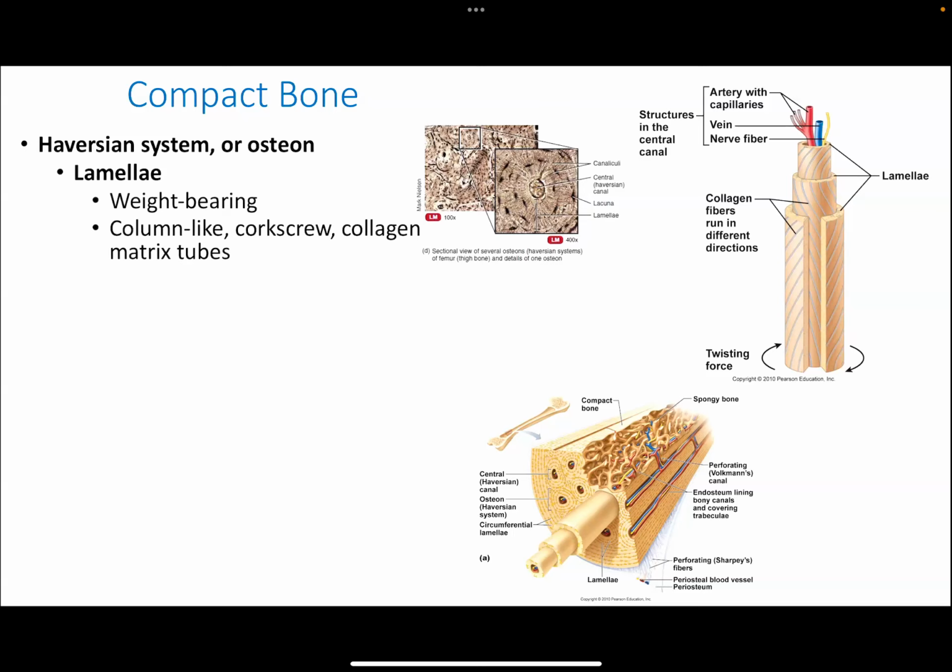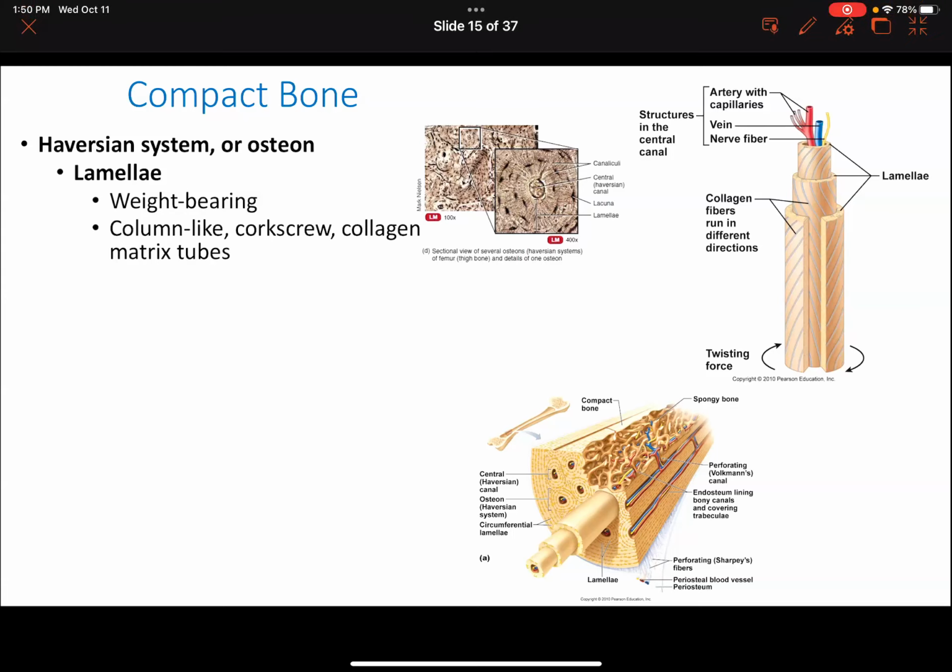Again, as I mentioned, there's this Haversian system in the osteon that's got that central canal in the middle, and these lamellae are basically these concentric rings that are around the central canal. These lamellae are weight-bearing, and they're in columns. So here's one within another, within another. And they're somewhat of a corkscrew arrangement.